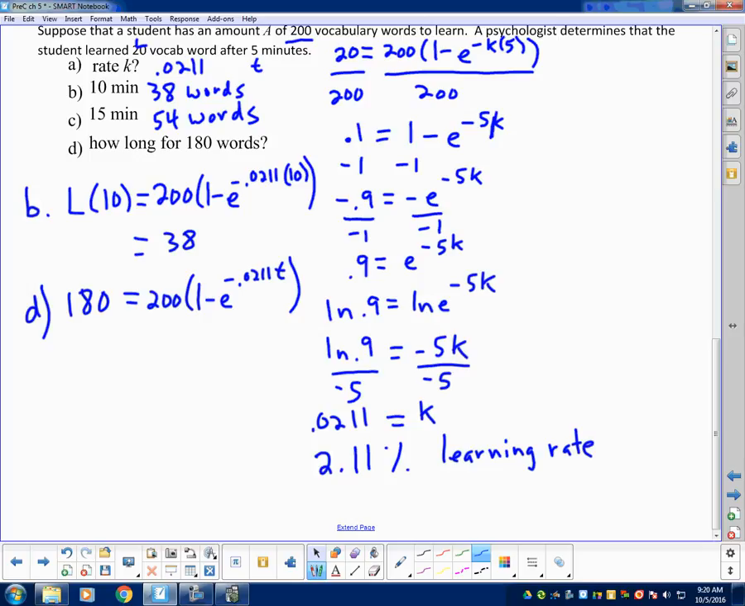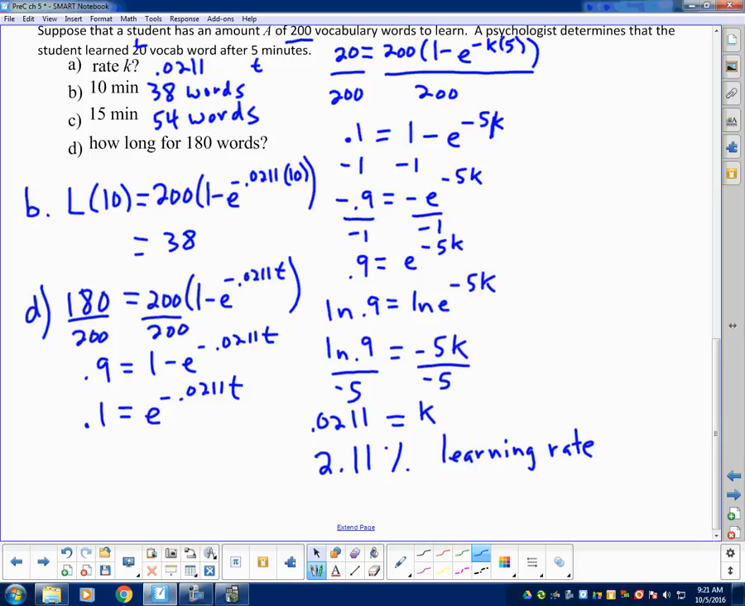So I divide each side by 200 here first. I'll run you through this. So you get 0.9 equals 1 minus e to the negative 0.0211t. I'm going to subtract the 1 over and also divide by negative 1 in the same step. Okay, so you end up with 0.1 equals e to the negative 0.0211t.